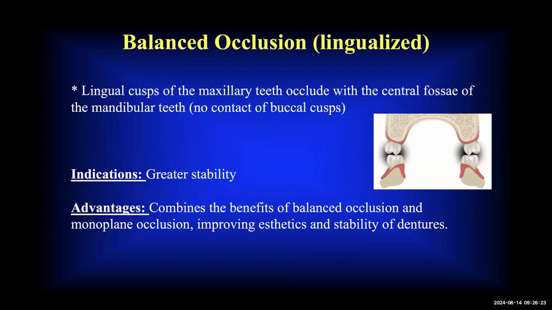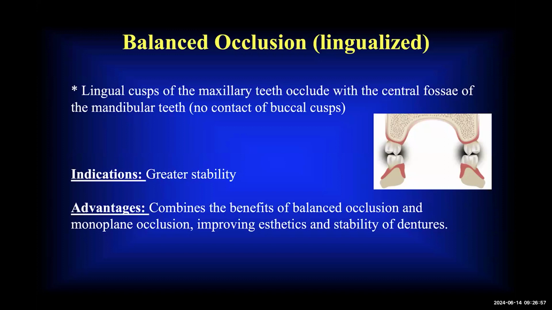Now, at our next seminar, we'll be talking about occlusion on overdentures, and we'll be bringing this concept to you, and that is called lingualized occlusion. A lot of you might not have ever done a case with lingualized occlusion, but this is probably the ideal occlusion for overdentures, and especially if you have, say, a lower implant prosthesis opposing an upper denture, because it gives us greater stability.